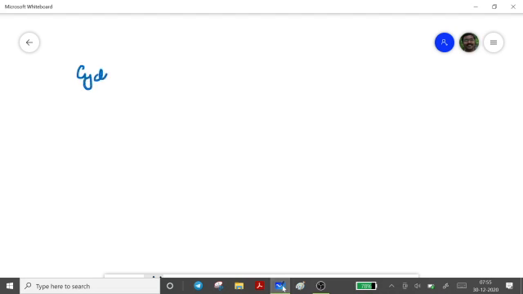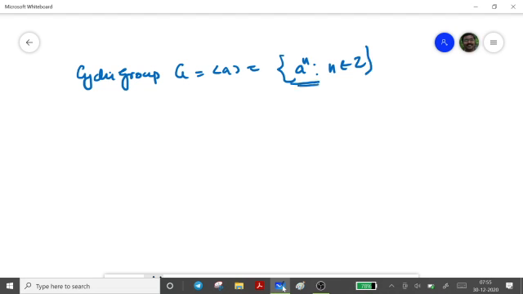A cyclic group is a group G which is generated by an element A. That means every element of G will be a power of A. If there is an A like that, we will say that the group is cyclic and it is generated by A. We have seen examples of many cyclic groups earlier.